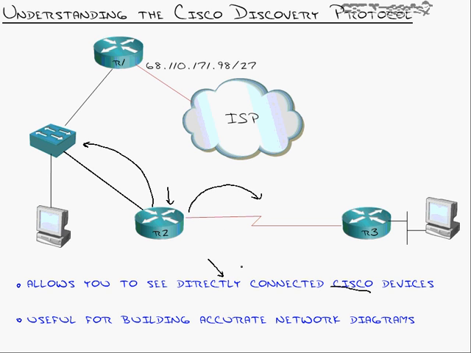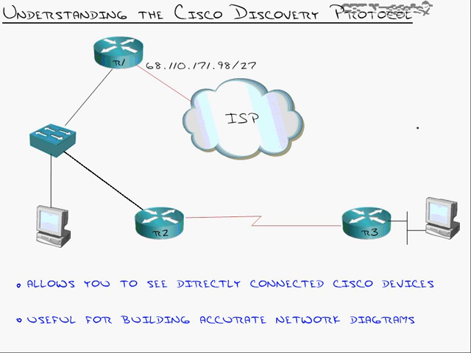Now, the benefit is that it will show you not only who they are, but what their IP address is, what router platform they're running, what IOS version they're running. There's a lot of good stuff in there. So this is very useful for building accurate network diagrams, whether you have this kind of diagram to start with, which just shows the physical layout, or whether you have nothing at all to start with. Maybe you just have a blank piece of paper and you're thinking, okay, let's figure out what's connected.